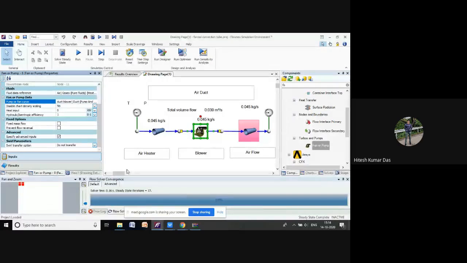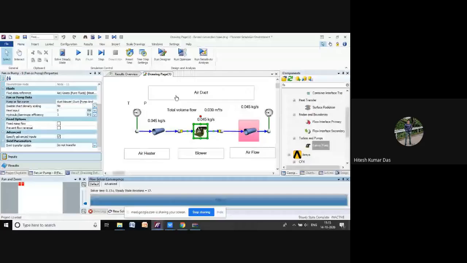Next we will solve this network to calculate the heat transfer coefficient. For that we need to click on solve steady state for steady state simulation. After clicking on solve steady state, you can see the solver time is 0.13 second, and it takes 17 iterations to solve this network. Next we'll see the calculation, meaning how much heat transfer coefficient, H, we are getting from this simulation.